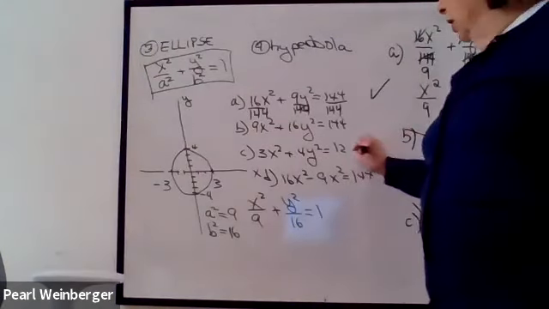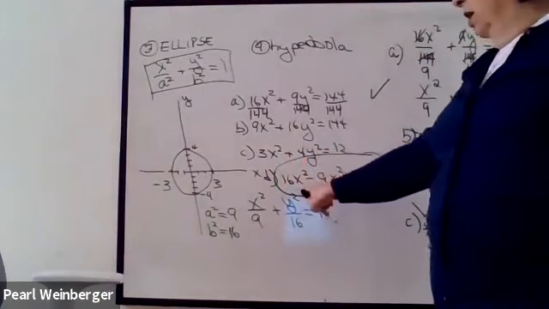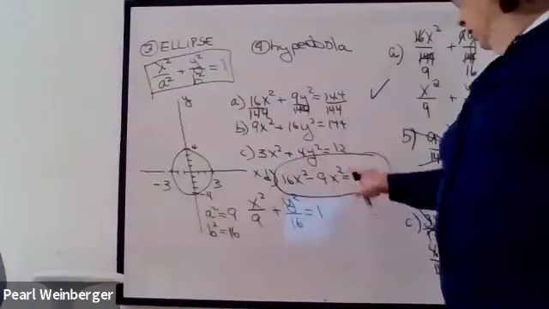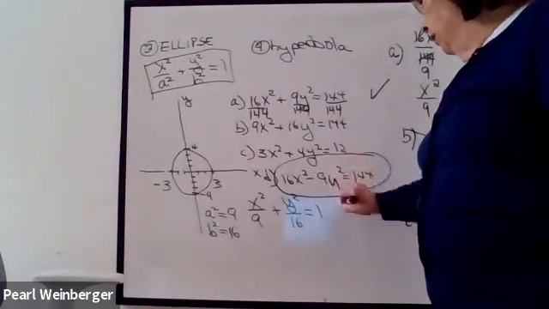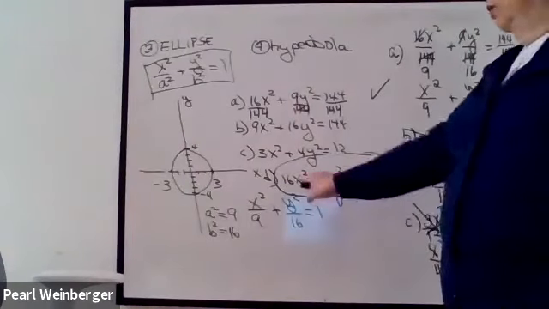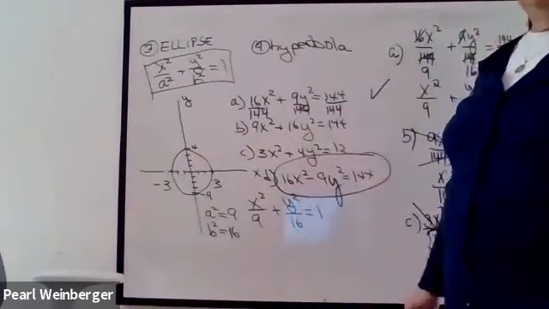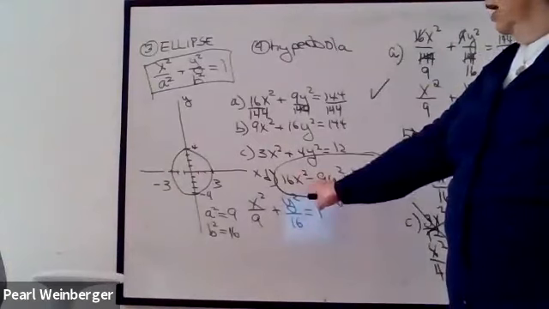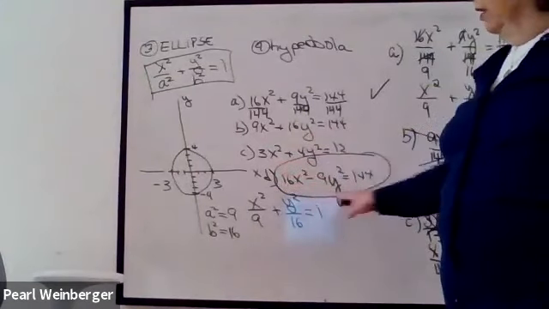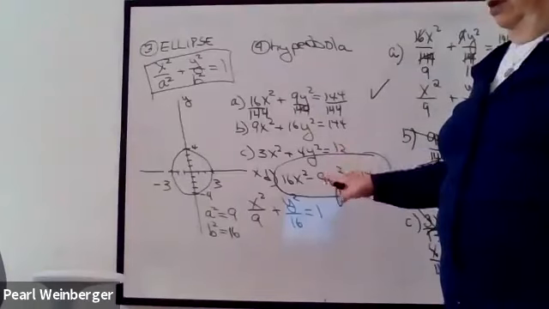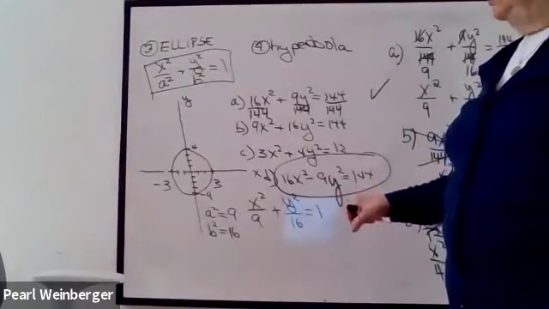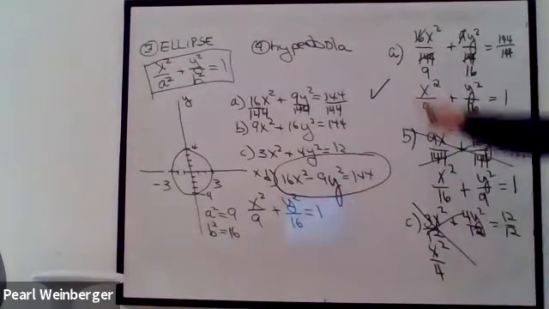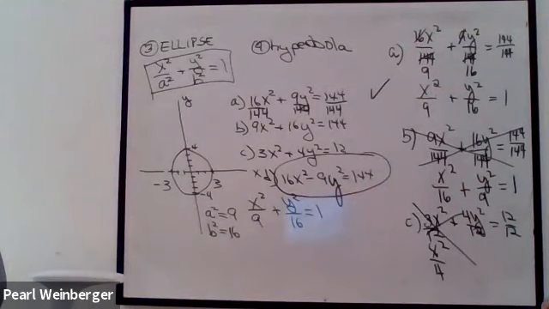And this last one has a 16x squared minus a 9. Oh, it should have been y squared, I'm sorry. Minus 9y squared. But when you have the x squared minus the y squared, it's not an ellipse. This is the next case of the conic sections, the fourth case, the hyperbola that we're going to be talking about.